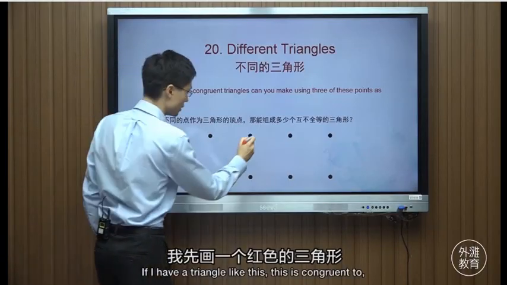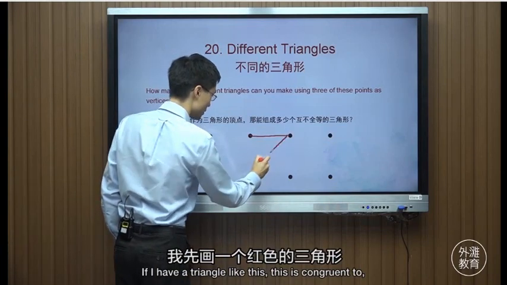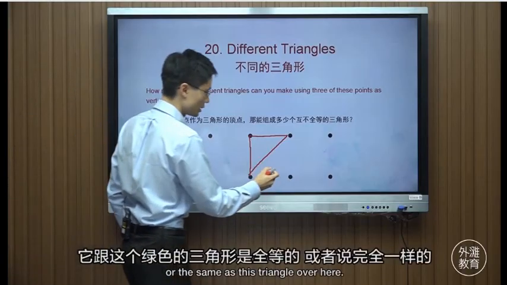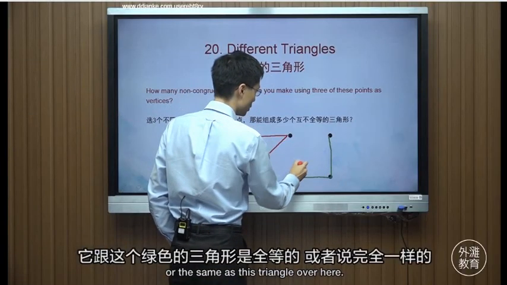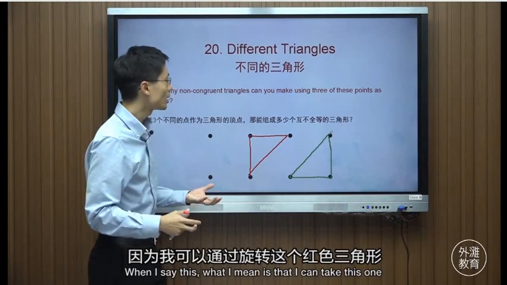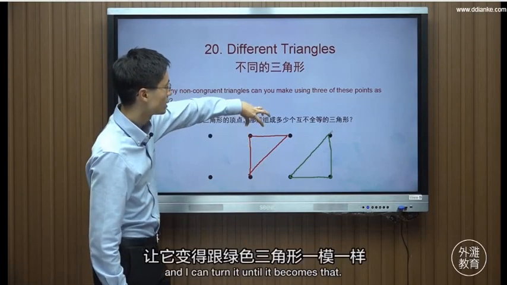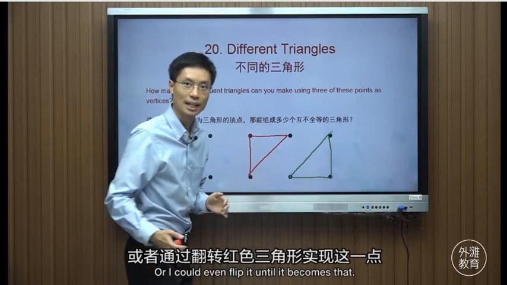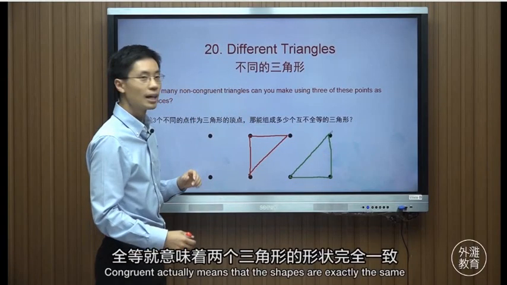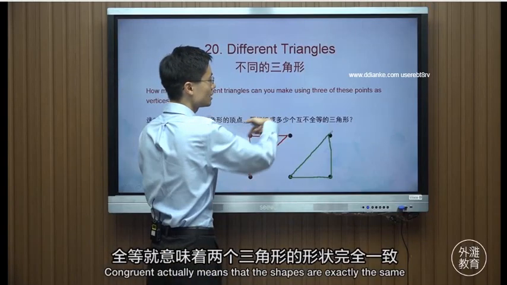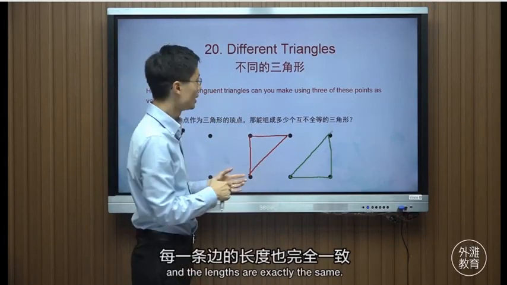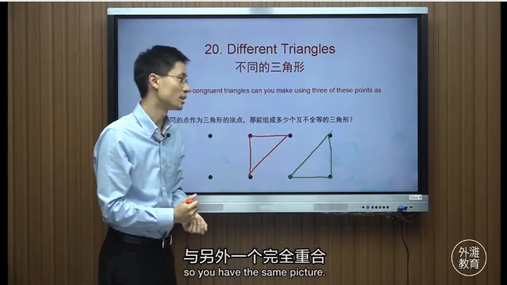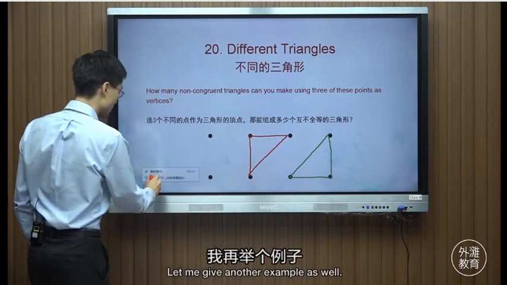If I have a triangle like this is congruent to, or the same as, this triangle over here. When I say this, what I mean is that I can take this one and I can turn it until it becomes that, or I could even flip it until it becomes that. Congruence actually means that the shapes are exactly the same and the lengths are exactly the same. And you can find a way to take one of them and put it on the other one so you have the same picture. Let me give another example as well.